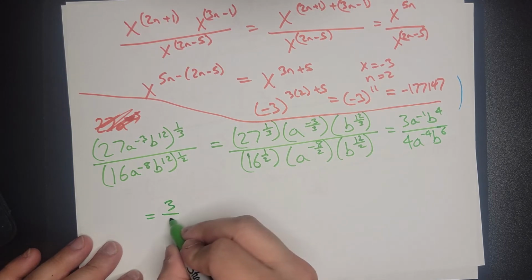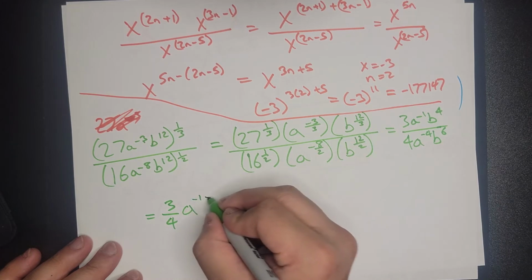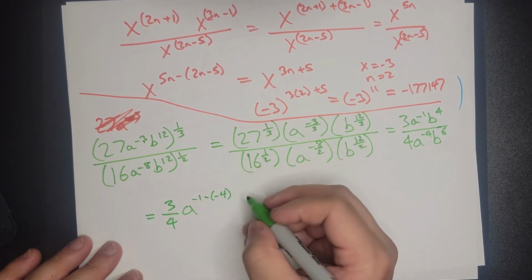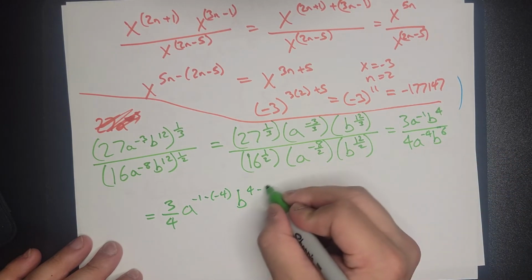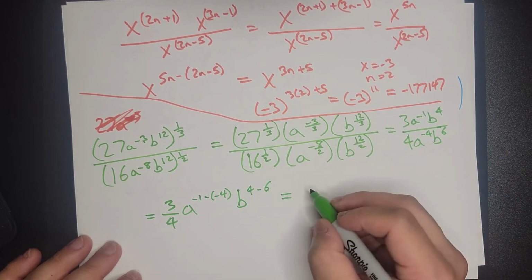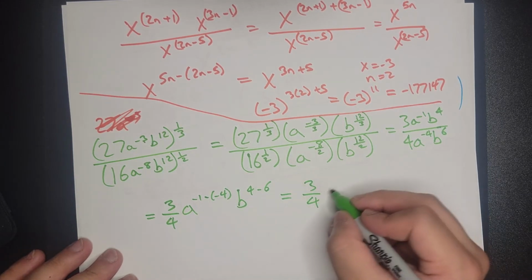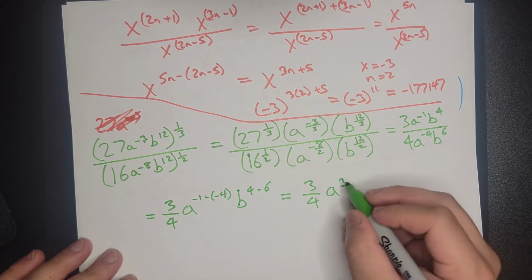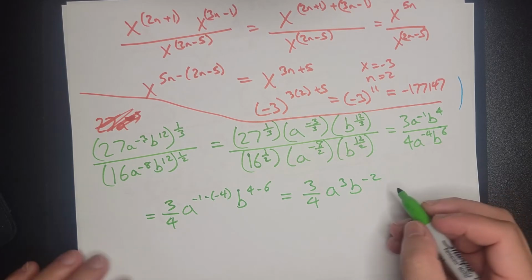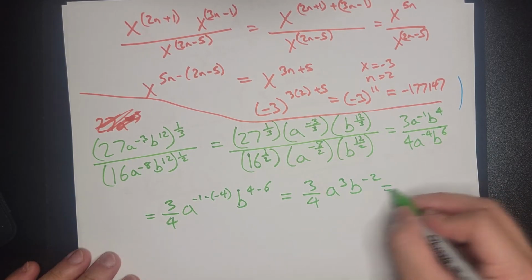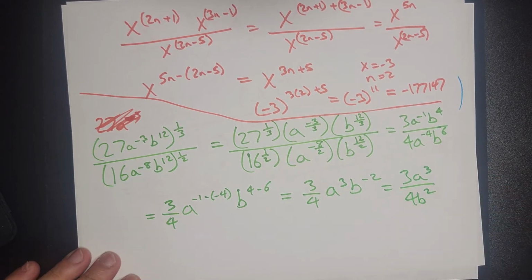I got 3 over 4. A is going to be negative 1 minus negative 4. And then I have b, 4 minus 6. So I have 3 over 4. So negative 1 plus 4, that's a to the 3, b to the negative 2. Or in other words, I can bring the b down and write 3a cubed over 4b squared.